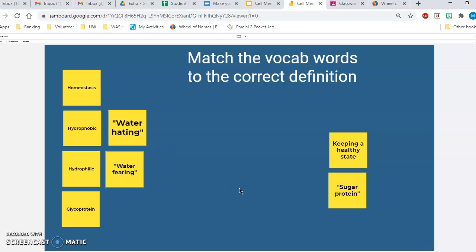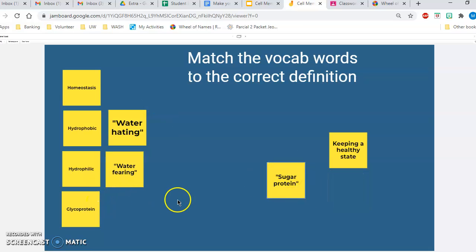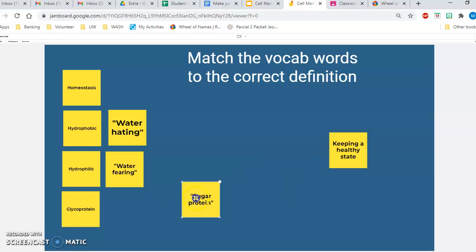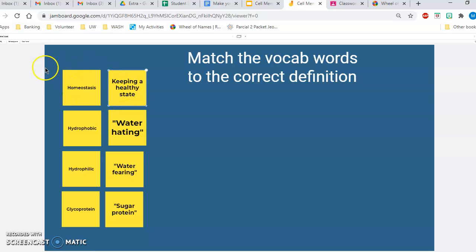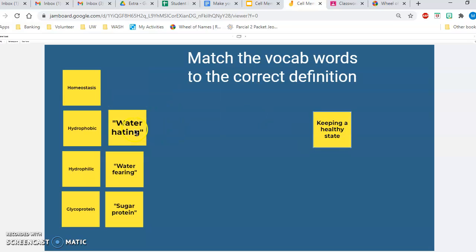That leaves us with two extra terms that we want to learn. This is a glycoprotein, and this definition even has protein in it. A glycoprotein is just a sugar protein, so it's a protein that is attached to a sugar, and then that must mean this last one, homeostasis, is keeping a healthy state. We've seen hydrophobic and hydrophilic before. Glycoproteins are going to be important, we'll talk about those, and homeostasis is going to be very important when we talk about cell membranes. So I just wanted to show you how those match up and line up.